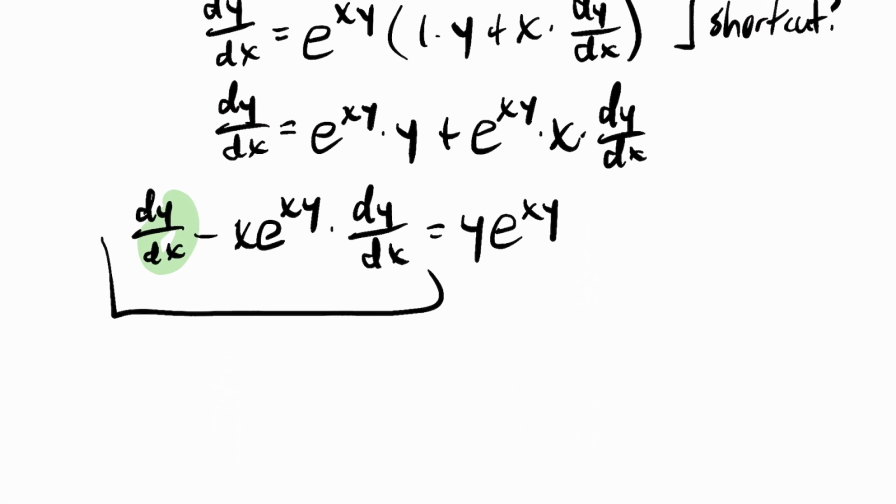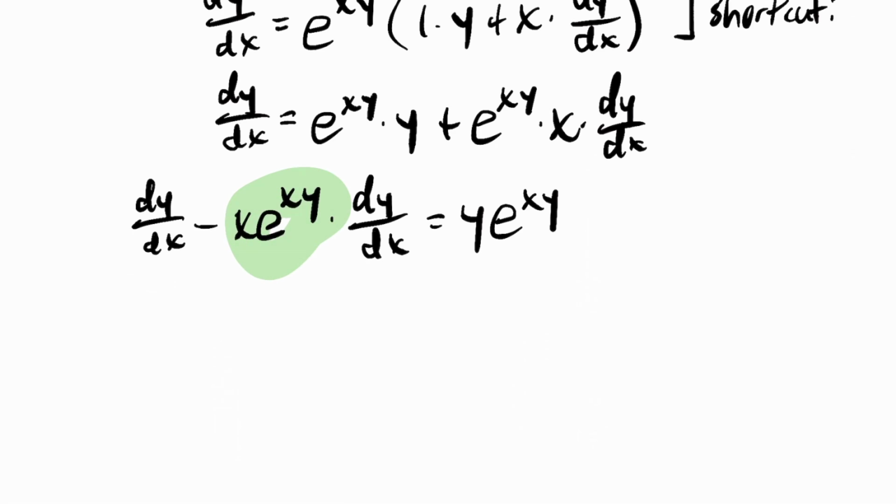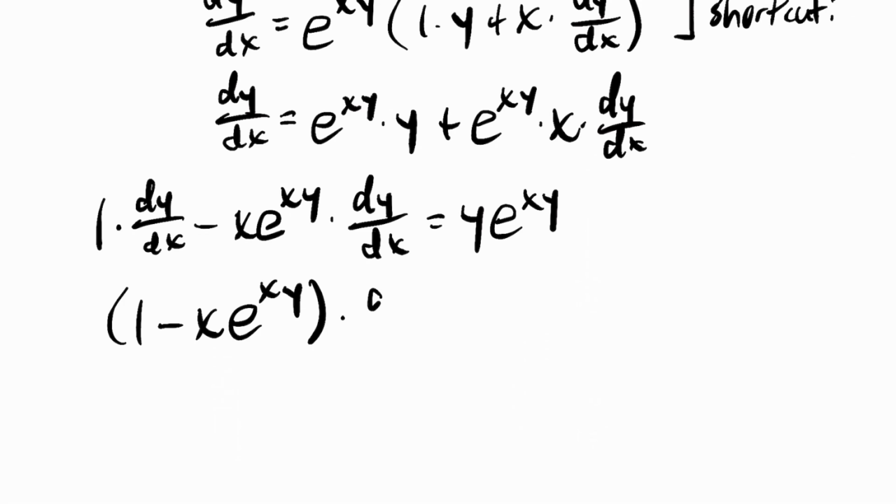Both terms have dy dx as a factor, so I need to move that outside a set of parentheses. When I do that, this term, the x e to the xy, will stay where it is. For this term, it's not necessarily so obvious what's going to sit there as a placeholder, but you can always multiply by 1 and nothing's really changing. So that's what will remain. So I will factor out the dy dx, so 1 minus x e to the xy power times dy dx equals y times e to the xy power.